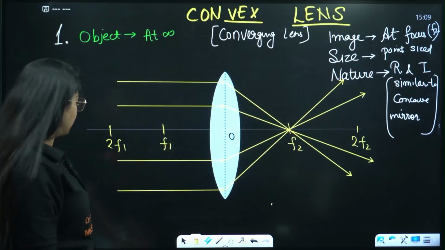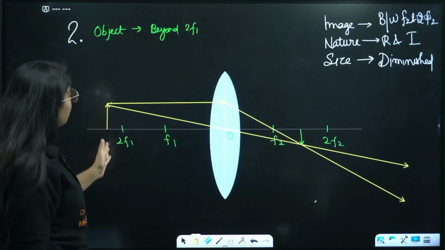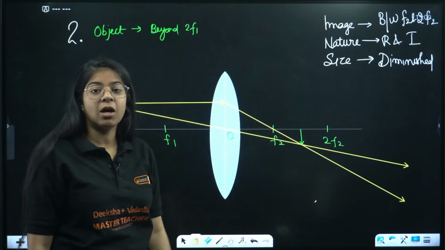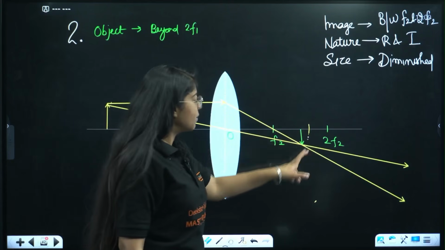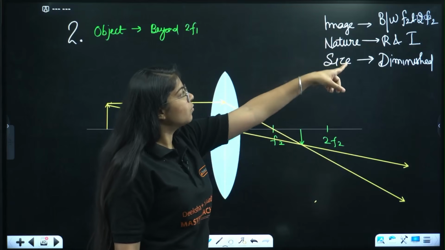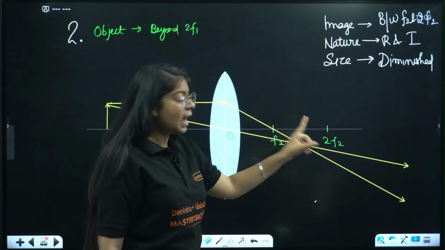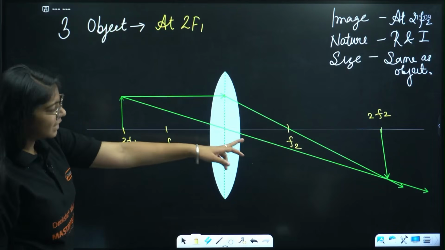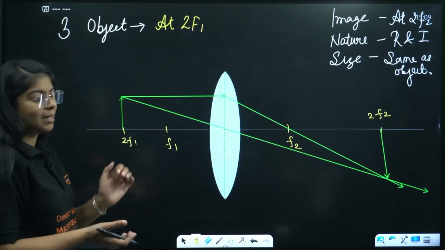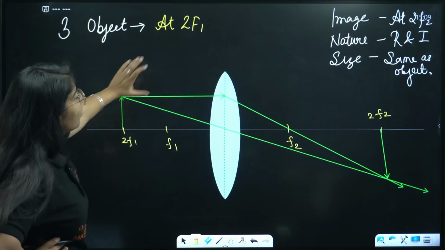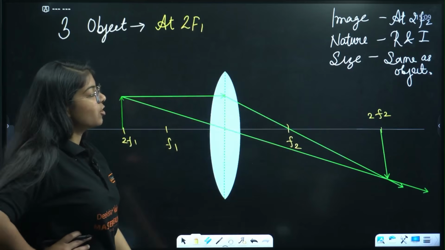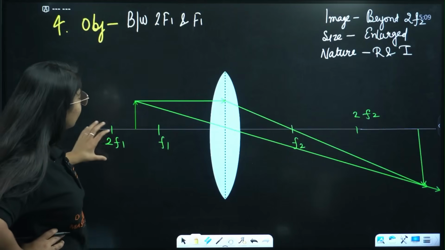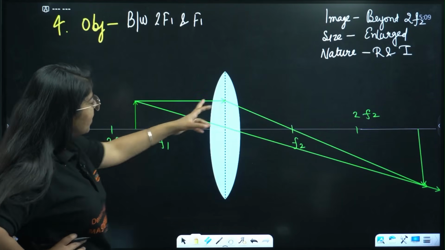similar to concave mirror. Second case, object nearer but beyond 2F1: a ray goes parallel and passes through focus, another ray goes directly through the optical center without any refraction, and this is my image formed, which is again real and inverted. The image is between F2 and 2F2 and the size is diminished. Now as we move closer, when the object is at 2F1, the image will be at 2F2, nature real and inverted, and the size will be the same as the object.